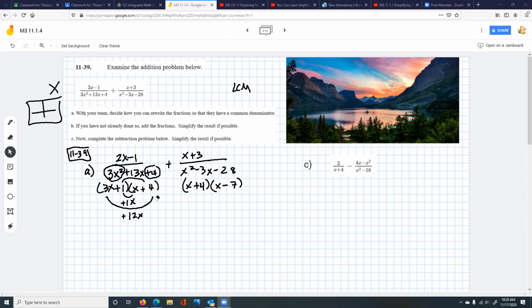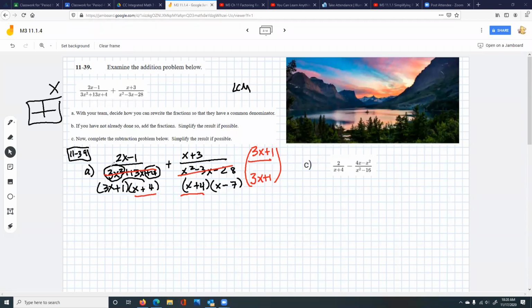Let me erase part of this stuff here. So what I need to do is, okay, what's the lowest common? Well, they both have an x plus 4, so I don't have to worry about that. This part is missing a 3x plus 1. There's no 3x plus 1, but there's a 3x plus 1 over here. So we need to multiply by 3x plus 1 over 3x plus 1. And this part has been changed to this, so I'll cross those out.